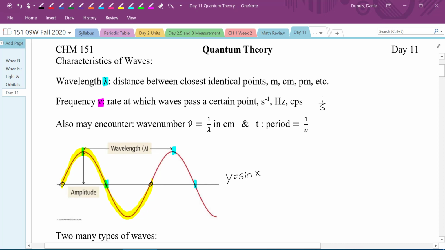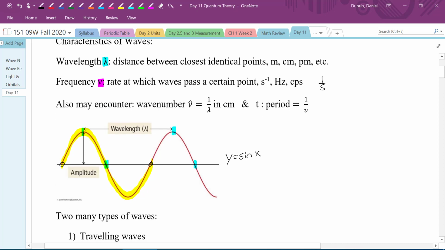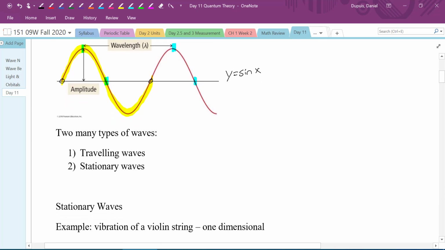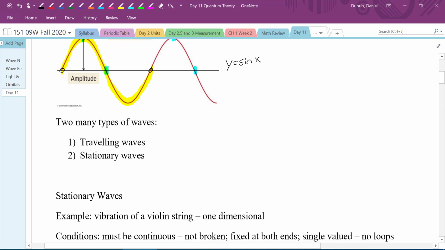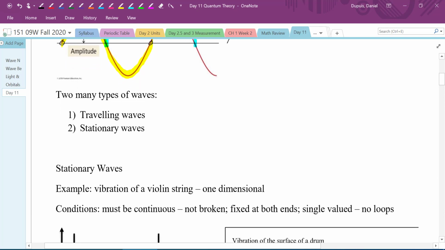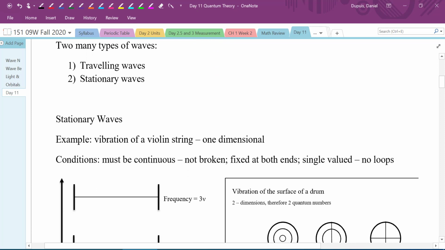All right. So there's two main types of waves, right? Traveling waves and stationary waves. Water waves travel, sound waves travel, light waves travel, but there are also stationary waves. An example would be a violin string. Maybe you've done the ropes in a gym, right? That's a standing wave. Stationary waves. So the conditions must be continuous. It can't be broken. It can be fixed at both ends, single valued with no loops.